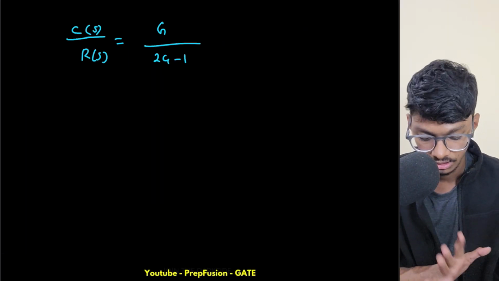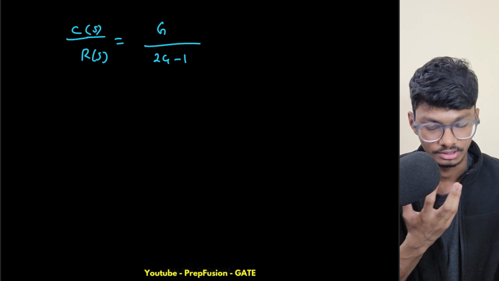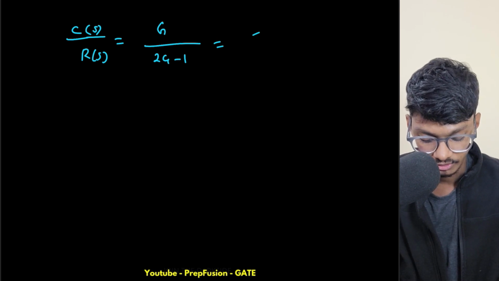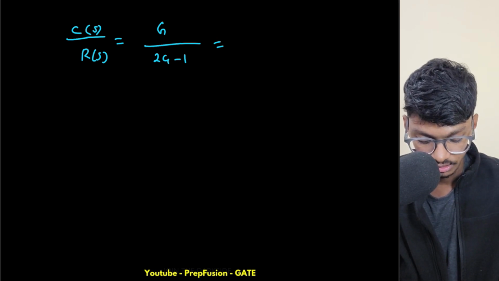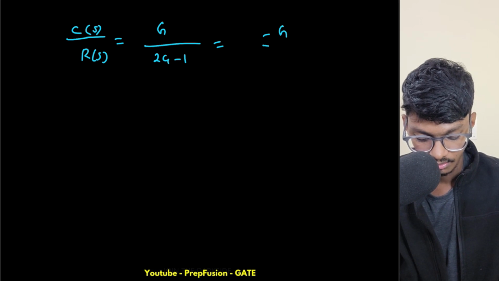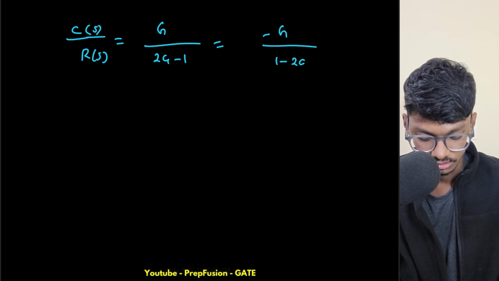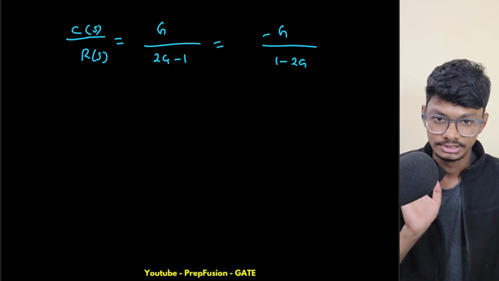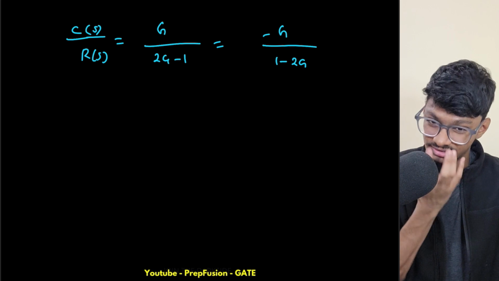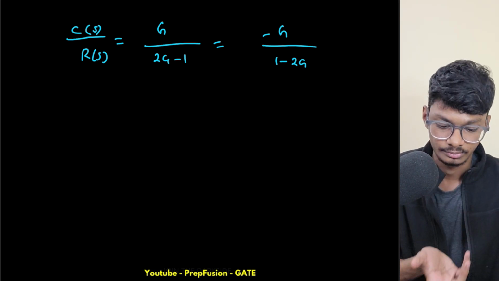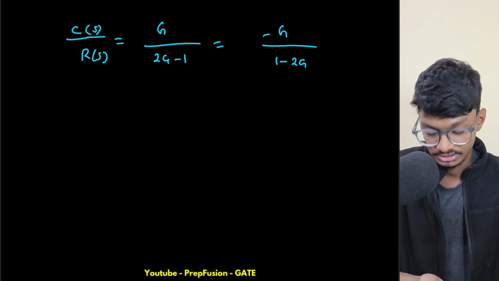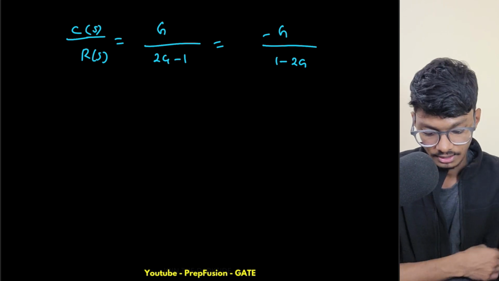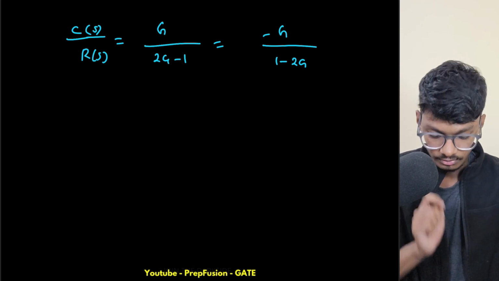In the options, 2G minus 1 wasn't there. What I recall correctly is that we have to take a minus common. This will be minus G upon 1 minus 2G. So this was in the options, if I recall it correctly. So this will be the answer for this question. This is a very simple question. Don't make any mistake in the simple questions. These are the questions in which you will gain marks. So minus G upon 1 minus 2G.